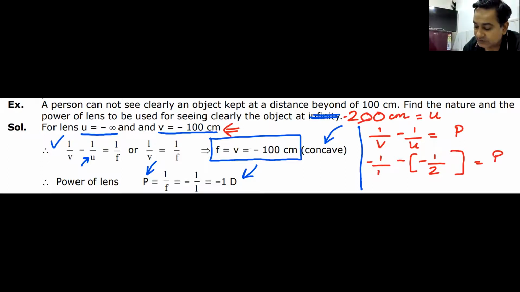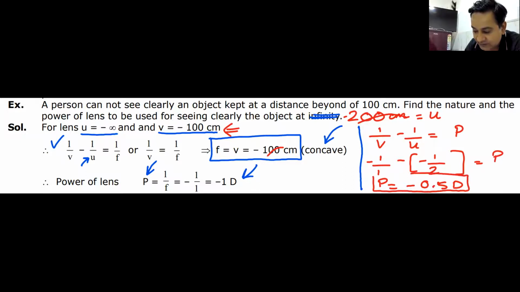So what I have done is, instead of taking it in centimeters, I have taken it as minus 2 meters. And instead of taking this as minus 100 centimeters, I have taken it as minus 1 meter. Do we understand this? Can I have some raised hands? So comes your answer. What is the power of the lens that he needs? It will be coming as minus 0.5 diopters.